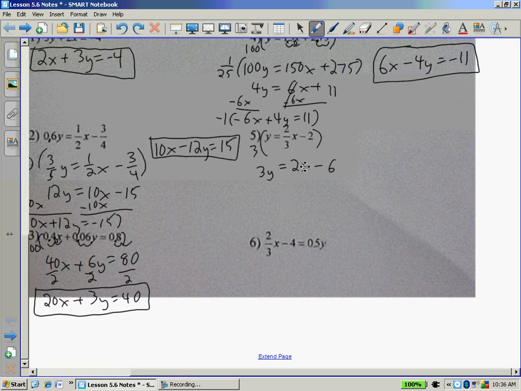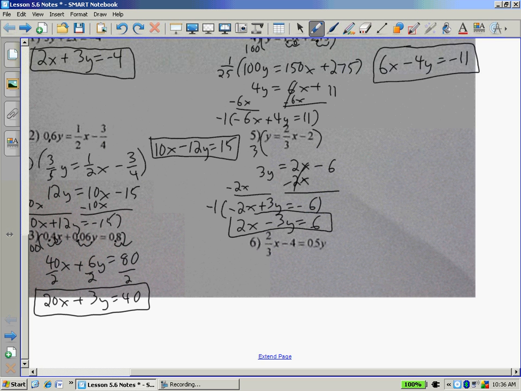Now again, x is on the wrong side. Subtract 2x, or you could add the opposite. We get negative 2x plus 3y equals negative 6. And again, we want the leading coefficient to be positive, so we're going to multiply everything by negative 1. So that's it. 2x minus 3y equals 6.